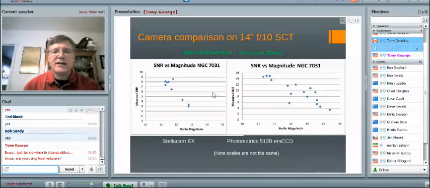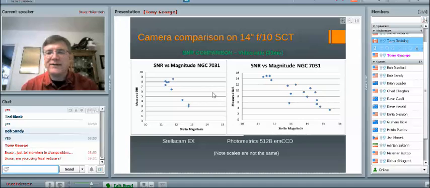So this next slide shows the signal-to-noise ratio. On the left, again, we have the Stellacam EX, and just like the theory had predicted, the signal-to-noise ratio falls off around 12.5 magnitude, and when one uses the EMCCD, everything else being the same. It wasn't the same night, but the object was the same position in the sky.